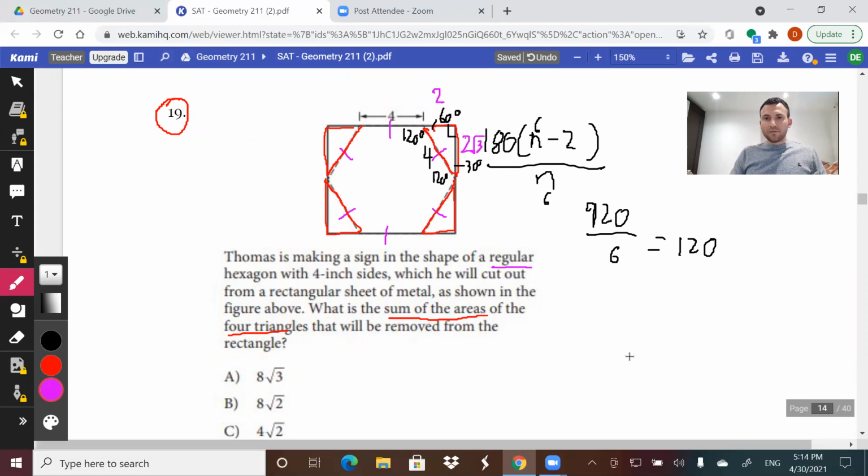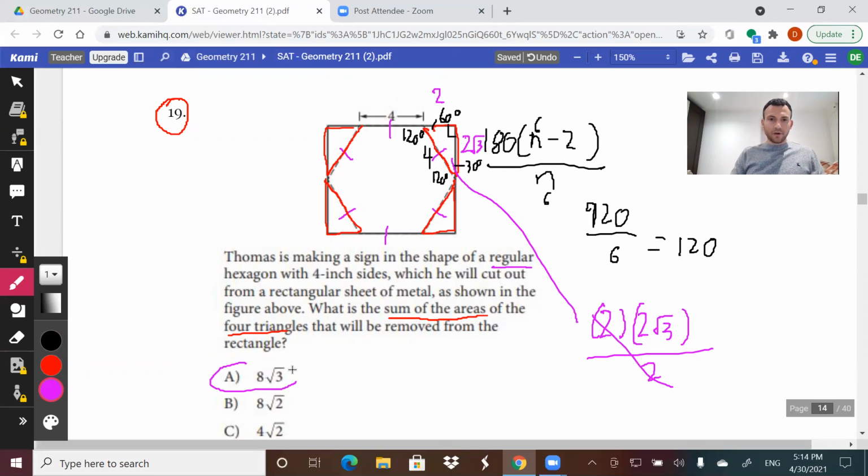So the area of one of these triangles is going to be 1/2 base times height, so 2 times 2 root 3 divided by 2. So the area of one of these triangles is going to be 2 root 3. We have 4 of them, so that's going to be 8 root 3.